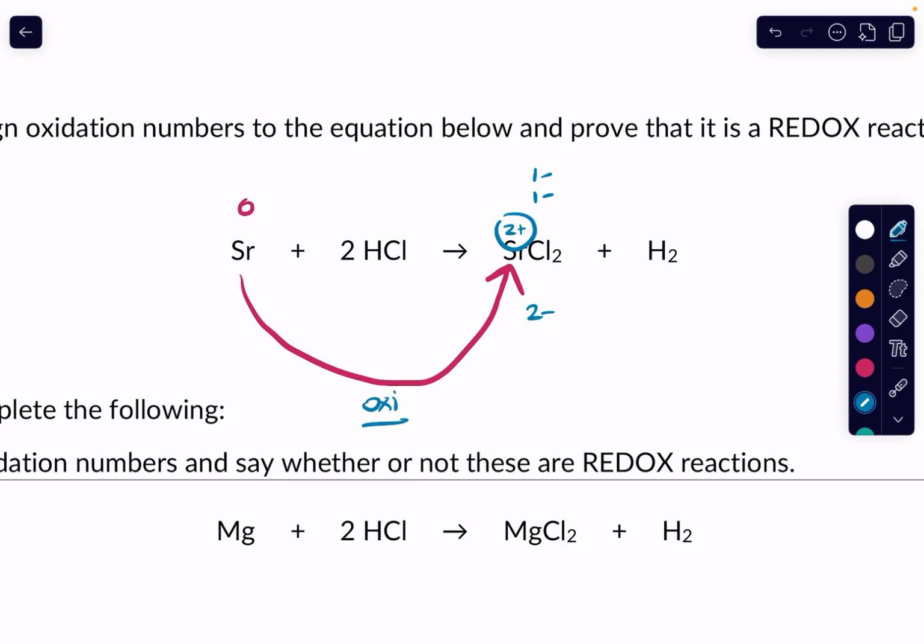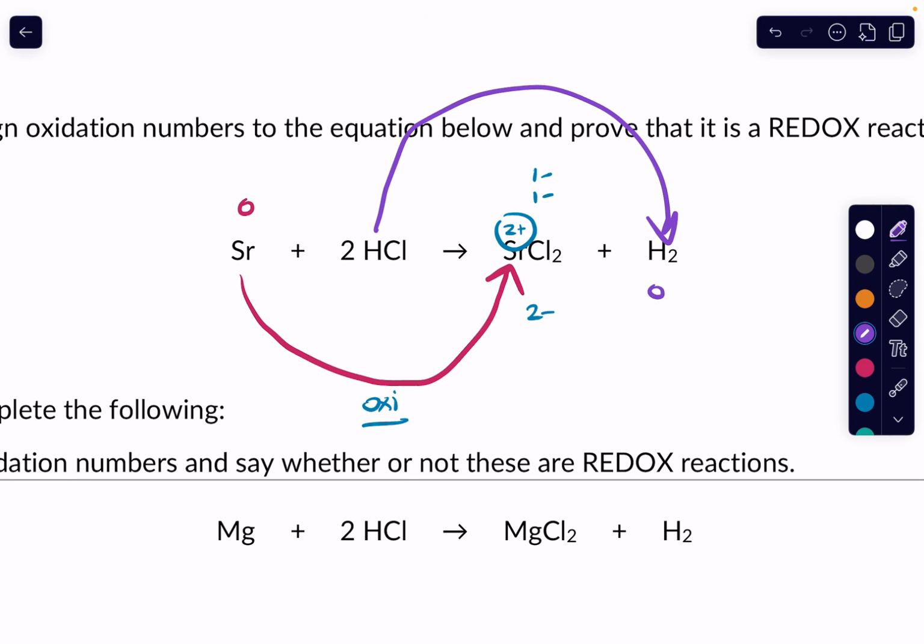Let's have a look at the next thing. The next thing we produce over here is hydrogen. How was hydrogen before? Hydrogen was bonded. Let's do this in purple. So hydrogen from here to here, what's happened to it? Over here, hydrogen is unbonded. It's on its own. It's 0.